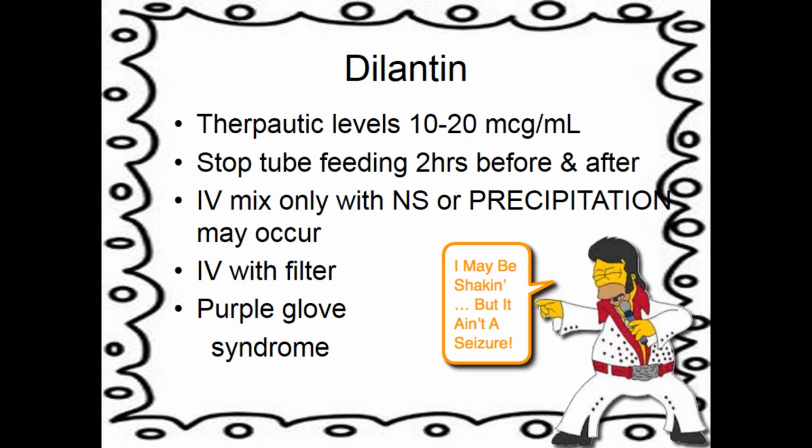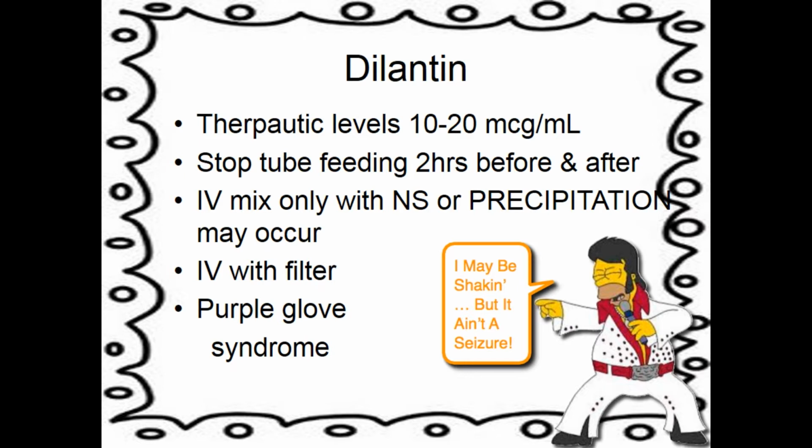Dilantin is the first medication that we're going to talk about, and most of these have therapeutic levels, so you're going to have to memorize them. It's also known as phenytoin. The therapeutic level is 10 to 20. You must stop tube feedings 2 hours before and 2 hours after so that you don't encourage aspiration.